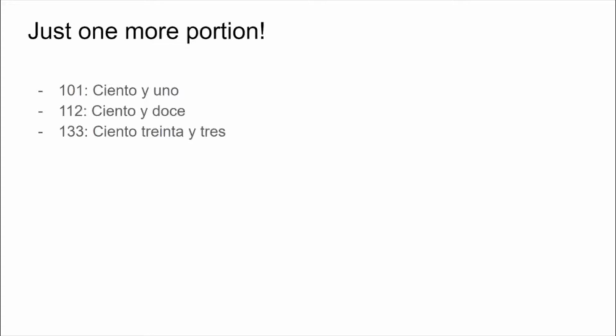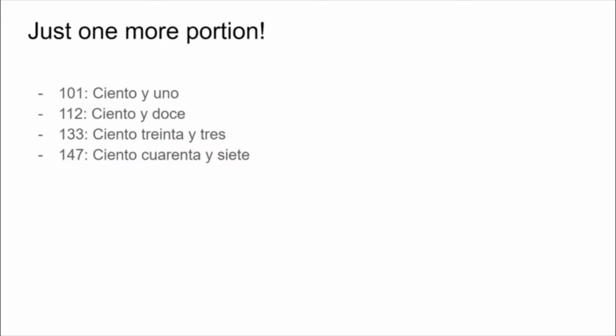Alright, now we are on the final portion. Now, how would we say 101? It's simple, 101. But what about 112? 112. 133 on the other hand would translate as 133. And 147? 147. So basically, we attach a y in front of any number below 30.